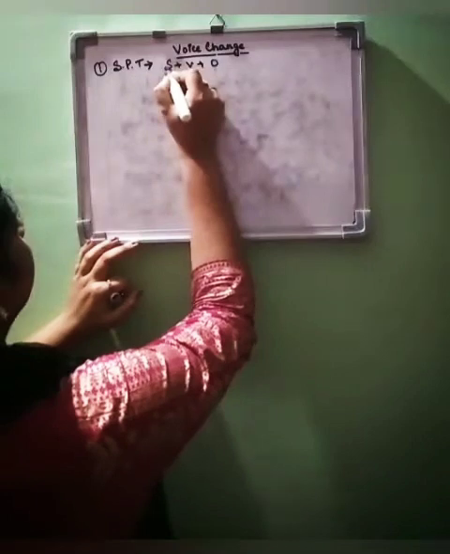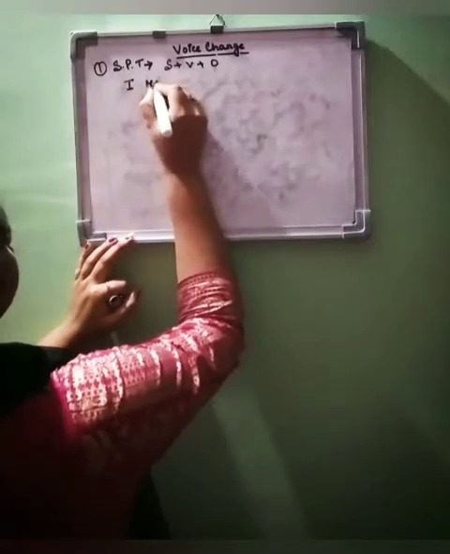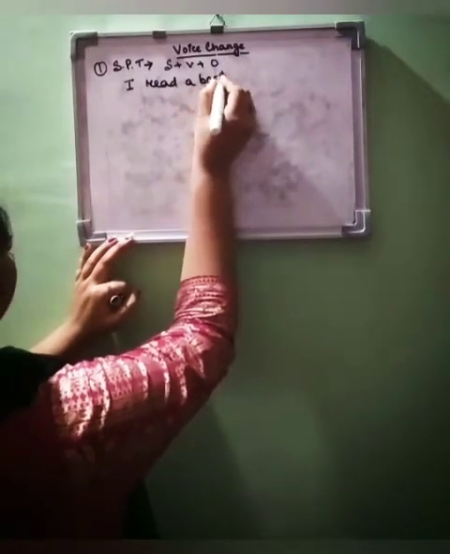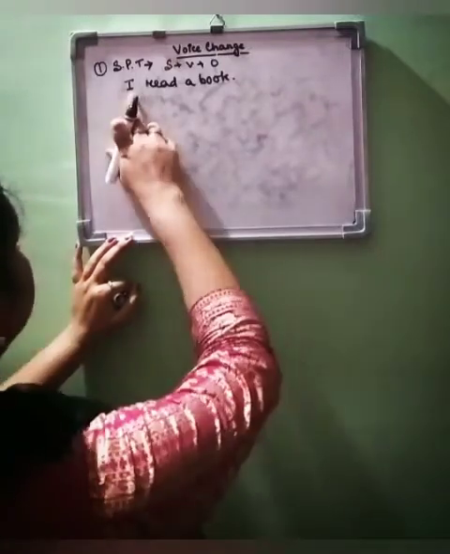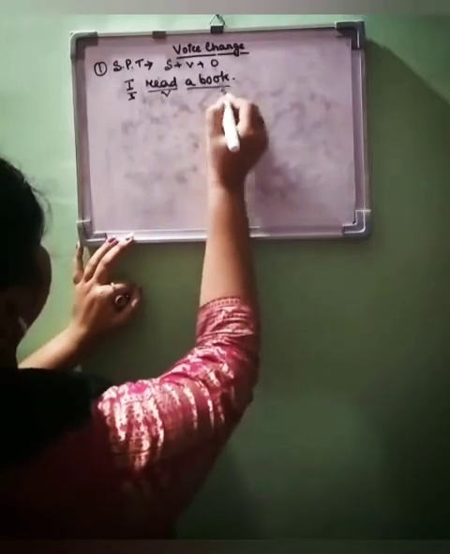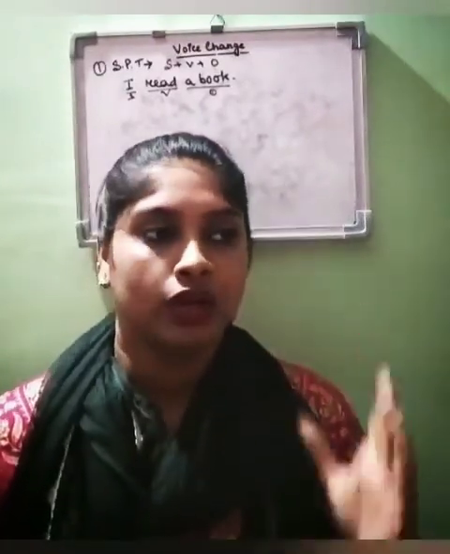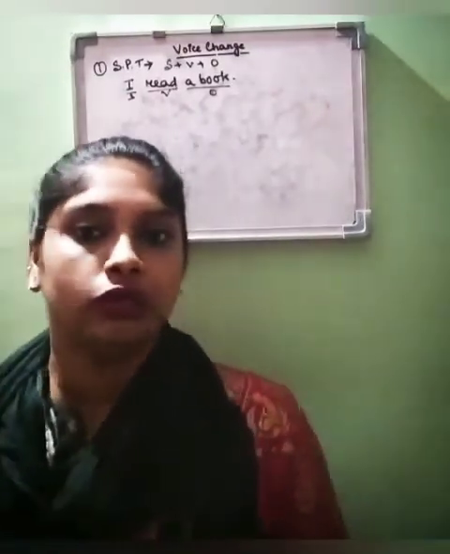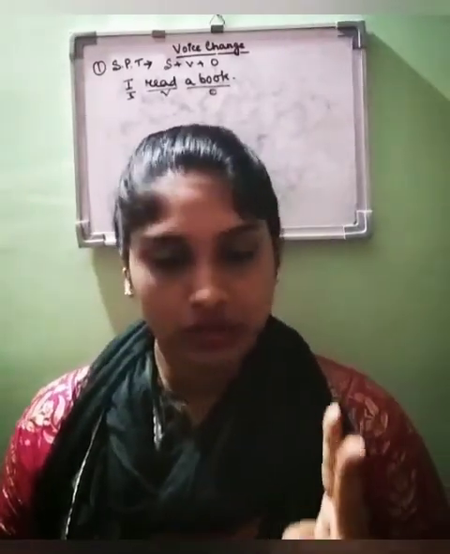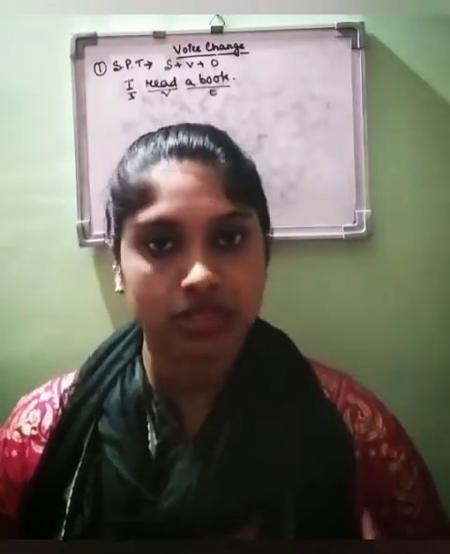Now let's place any subject here. I, then what? Read a book. This is the subject, this is the verb, and this is the object. Subject, verb, object. Now the thing you need to know, or how you process the change from active to passive voice, is that first you need to identify which is the subject, which is the verb, and which is the object. If you have identified these three things, then the process continues.